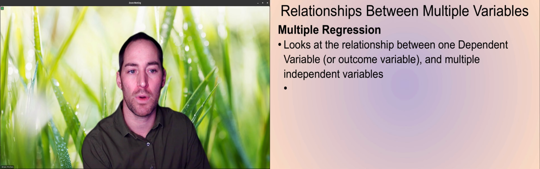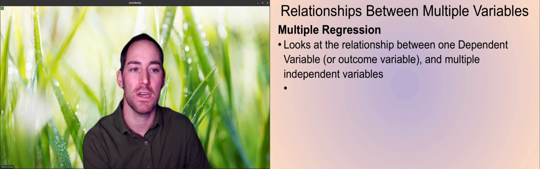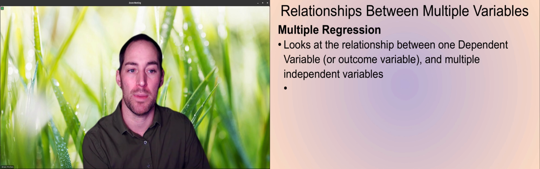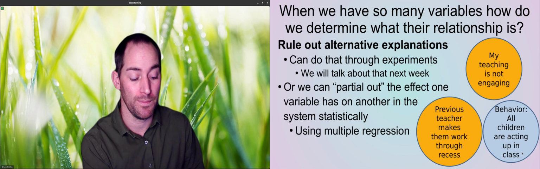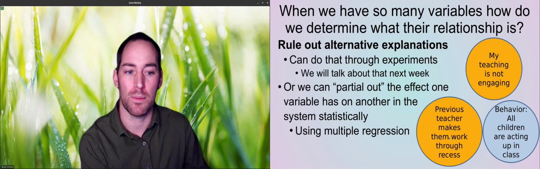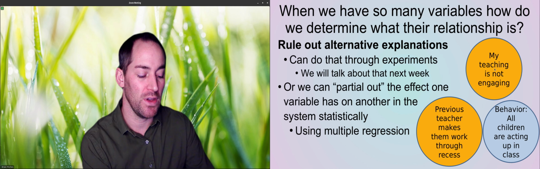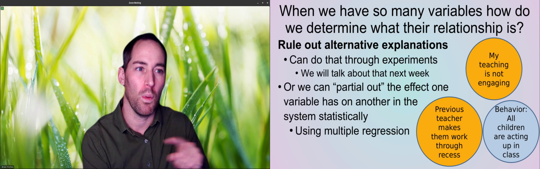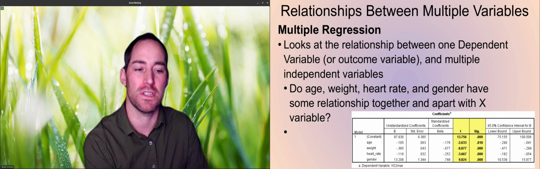So with multiple regression, we look at the relationship between multiple variables. We might have one dependent variable or outcome variable and multiple independent variables that might be affecting it. In this case, our dependent or outcome variable is the children acting up in class, and our multiple independent variables would be these yellow ones that we're talking about: teacher making them work through recess, or my teaching's not engaging. So we need to figure out what the relationships are between all these variables so we can try to pinpoint what might be the strongest relationship, and that might suggest which is the cause.